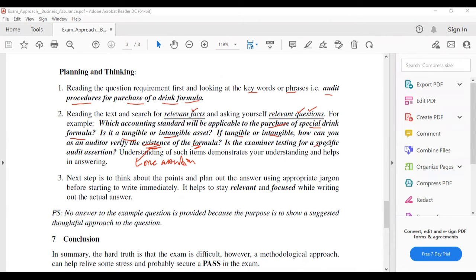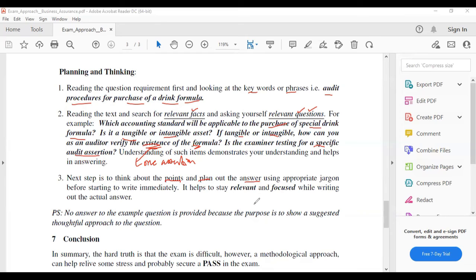Is the examiner testing for a specific audit assertion, right? So as I said, this is what I was talking about earlier. All of these questions actually demonstrate your understanding and help in answering the question, right? So the next step, after you have done all of this analysis, is you lay down the points and plan out your answer appropriately.